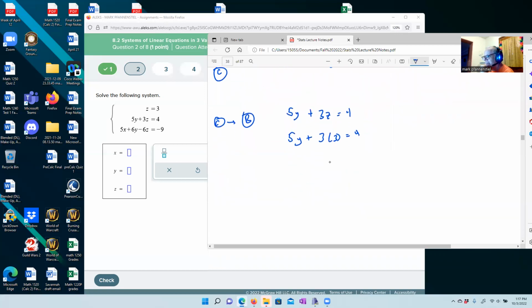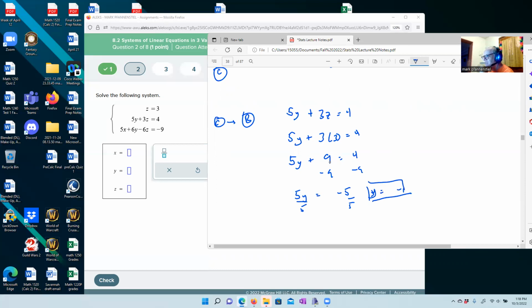So this isn't too bad. This is 5y plus 3 times 3, which is 9, equal to 4. We'll subtract 9 from each side. So we have 5y is equal to 4 minus 9, which is minus 5. Divide both sides by 5, and we'll have y is equal to negative 1.